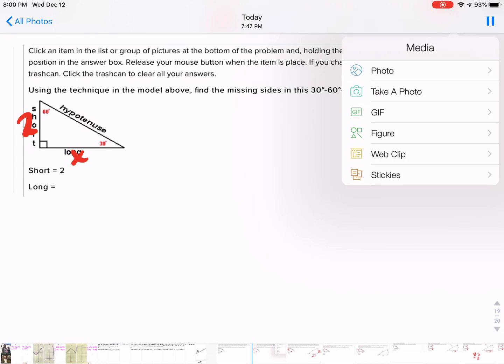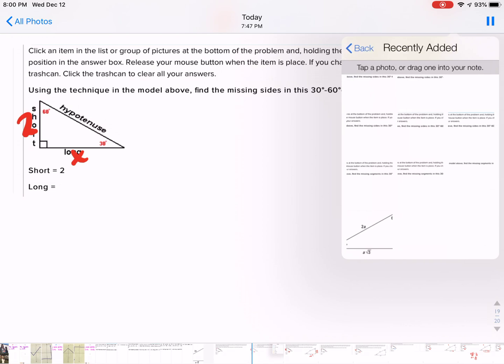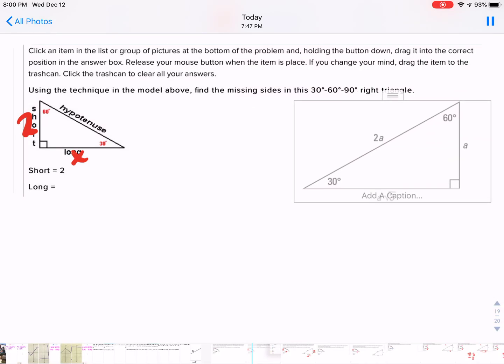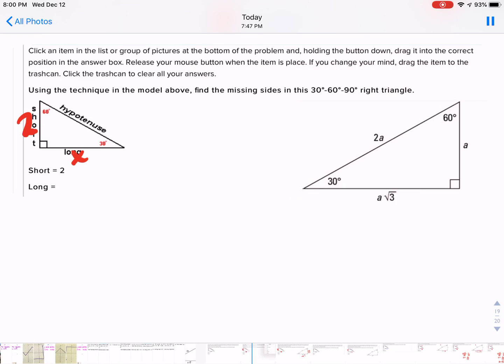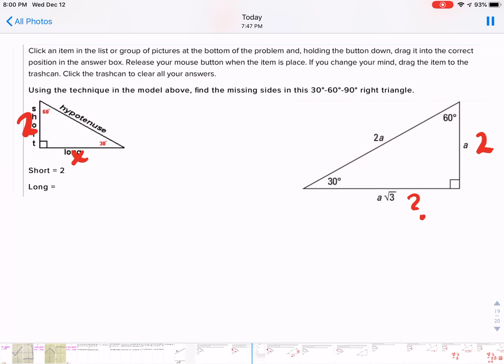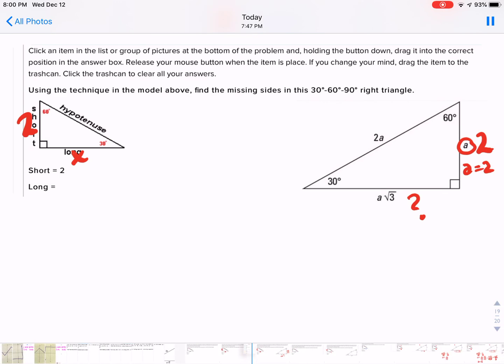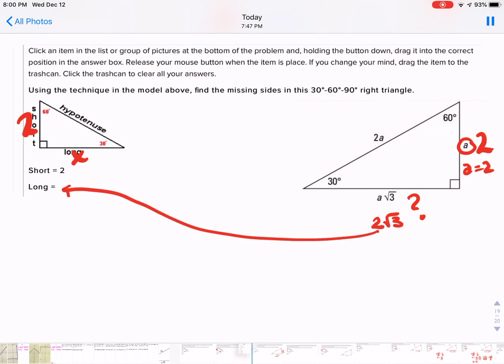So let me get the triangle. Although this is kind of in a different direction, you can see here that it's basically the backwards version of what you had. So this side would be 2, and this is the side that you're trying to find. So in this one, that means A is 2. So this side down here, if it's A square root of 3, then this is going to be 2 square root of 3. And that's the long side.